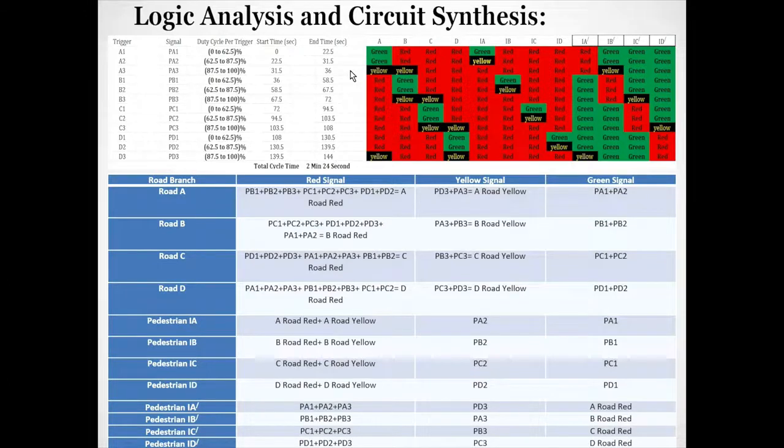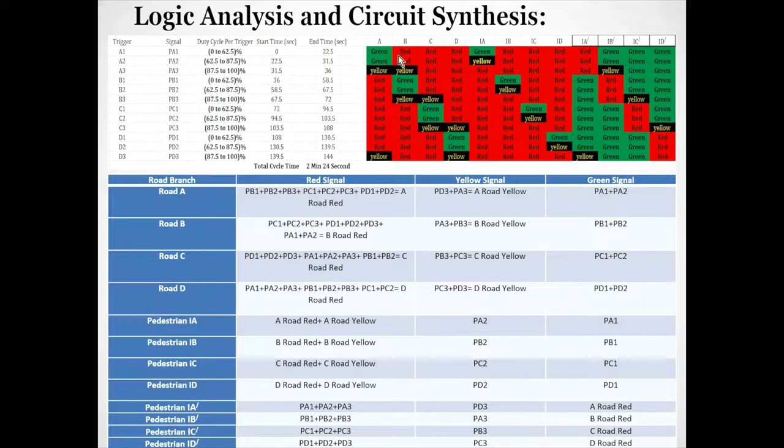Now we will analyze the signal of road A. In 36 seconds, signal PA1 stays for 22.5 seconds, signal PA2 stays for the next 9 seconds, and signal PA3 stays for the next 4.5 seconds. The other road signals are similar to this.